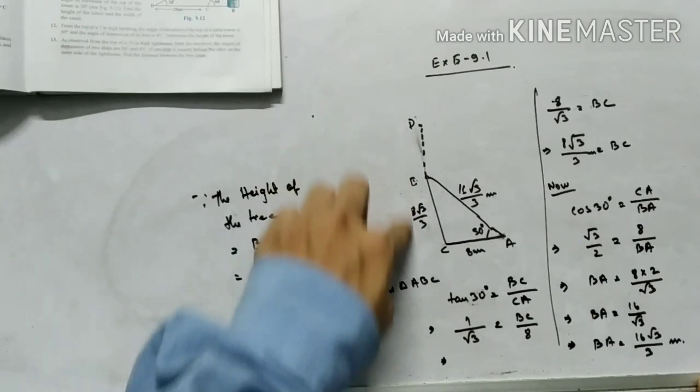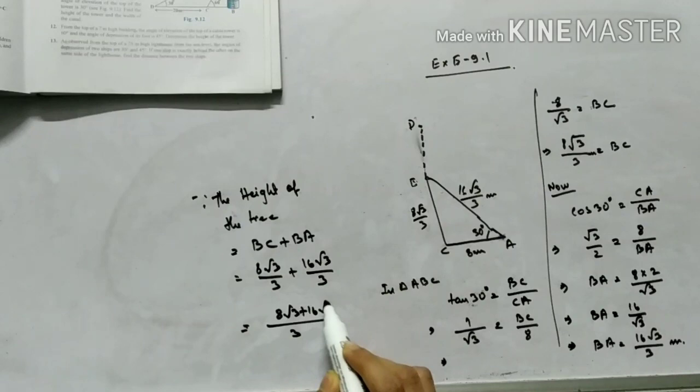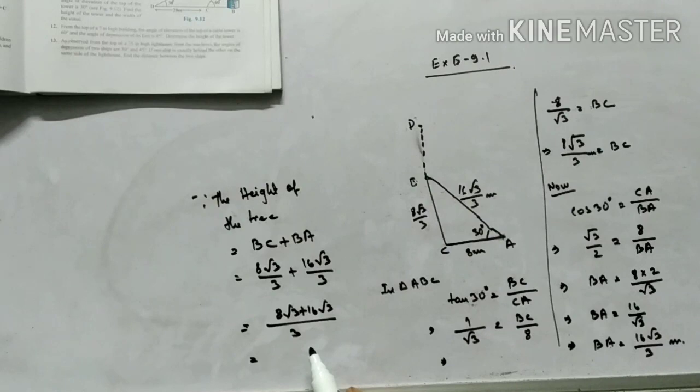So here the denominator will be 3, and 8 root 3 plus 16 root 3. 8 plus 16 is 24, so 24 root 3 by 3. Cutting 3 and 24, ultimately you will get 8 root 3 meter. This is the height of the tree.